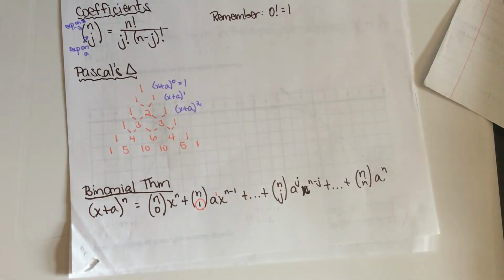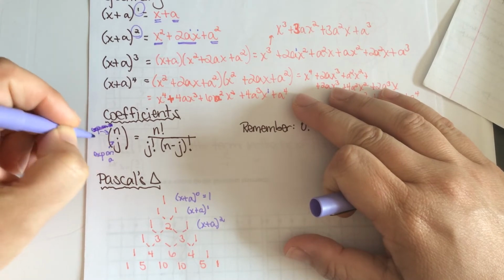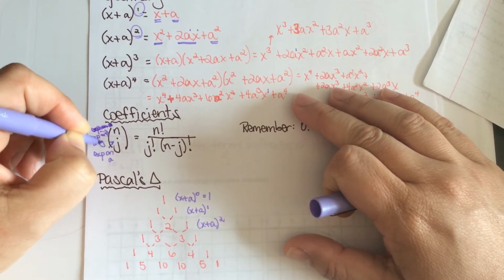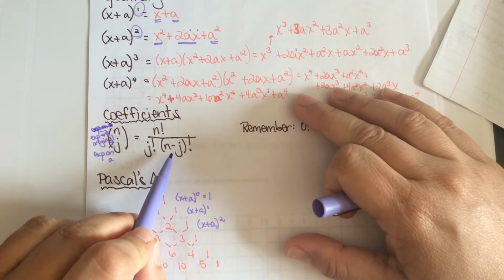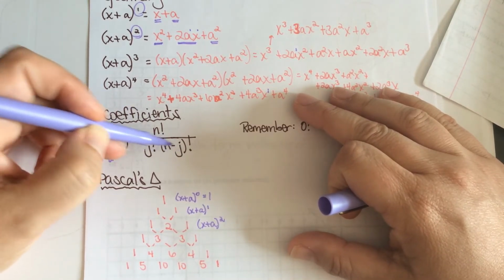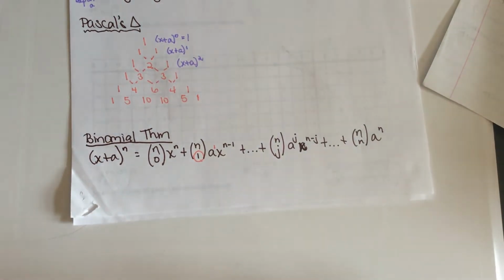And sorry, this is wrong. This is not right. This is the exponent on the original binomial. Sorry about that. This is the exponent on the x. So it's the original exponent divided by each of the exponents of the term. This is really abstract right now. It will come together when we do the example in about 10 seconds.